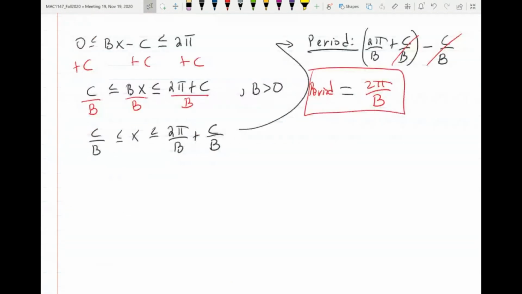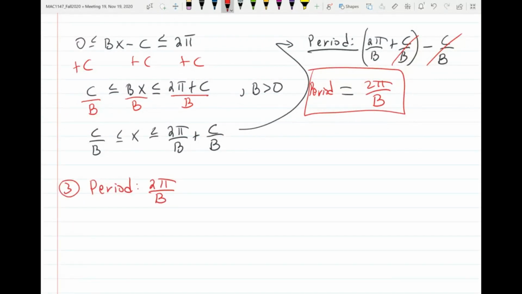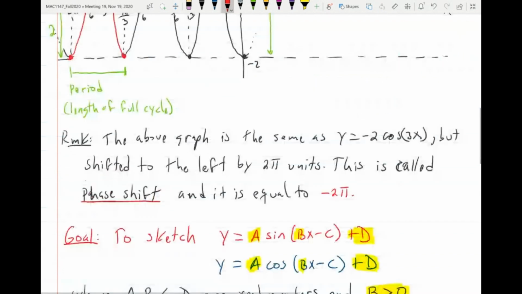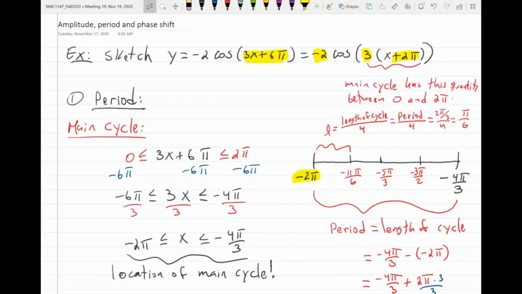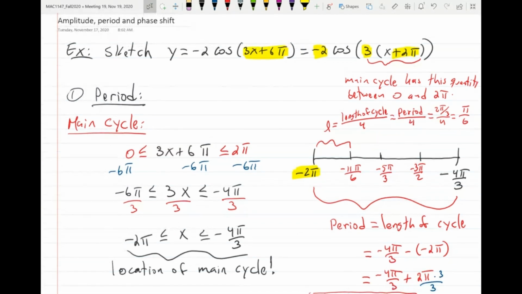Okay, so number 3, we have a formula for the period. In this case, the period is always 2 pi over b, where b is the coefficient in front of x. In our example, that coefficient was the number 3, right? We have 3 multiplying x, and we figured out that the period was 2 pi over 3. Remember, this tells you how long the cycle is. So once you know the starting point, you know exactly where to finish. Just add 2 pi over 3, and you will get the ending point of that cycle.